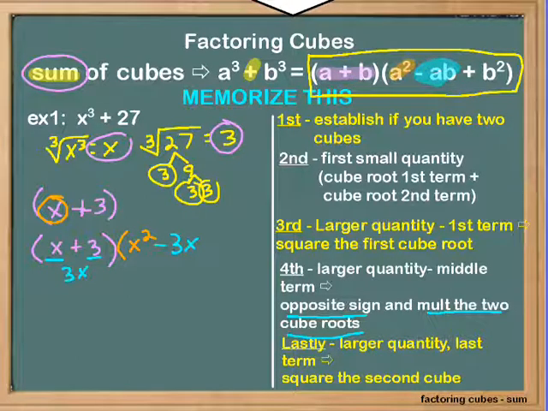So let's go ahead and square the second cube root. So that needs the word root at the end here. Square the second cube root means that I want to go ahead and take this 3 and square it. So I'm going to take this 3 and I'm going to square it. And so what would that give me? My final answer is going to be x plus 3 times the x squared minus 3x plus 9.